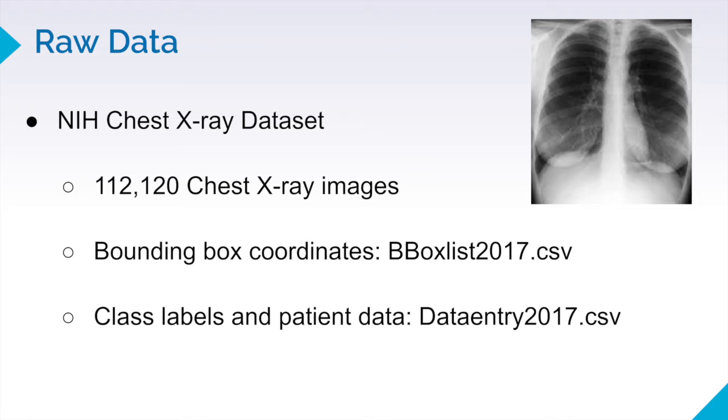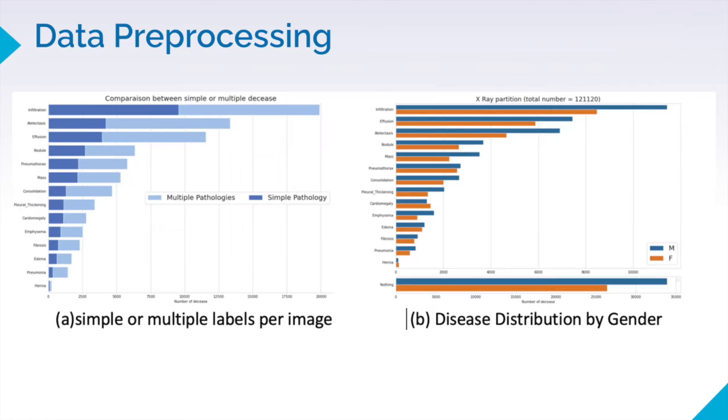The NIH chest X-ray dataset is the dataset we are using. There are 112,000 chest X-ray images with two CSV files. One is called bounding box coordinates, and one is called class labels and patient data. And we are also preparing data pre-processing.